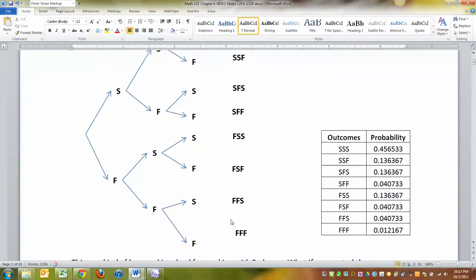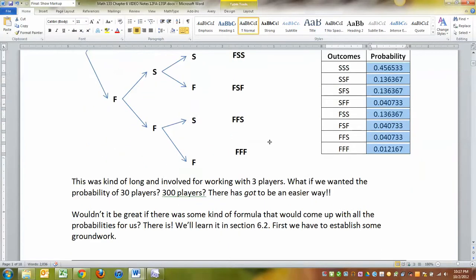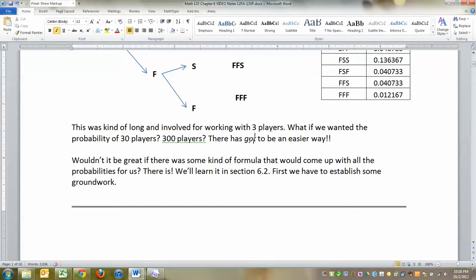So we spent some time and made a diagram, and then we had all those outcomes, so we wrote them up over here. Then we had to find the probabilities for each one of them. Ugh. It was a lot of work, a few minutes out of your life that you're never going to get back, and that was only for 3 players. What if it had been 30 players?